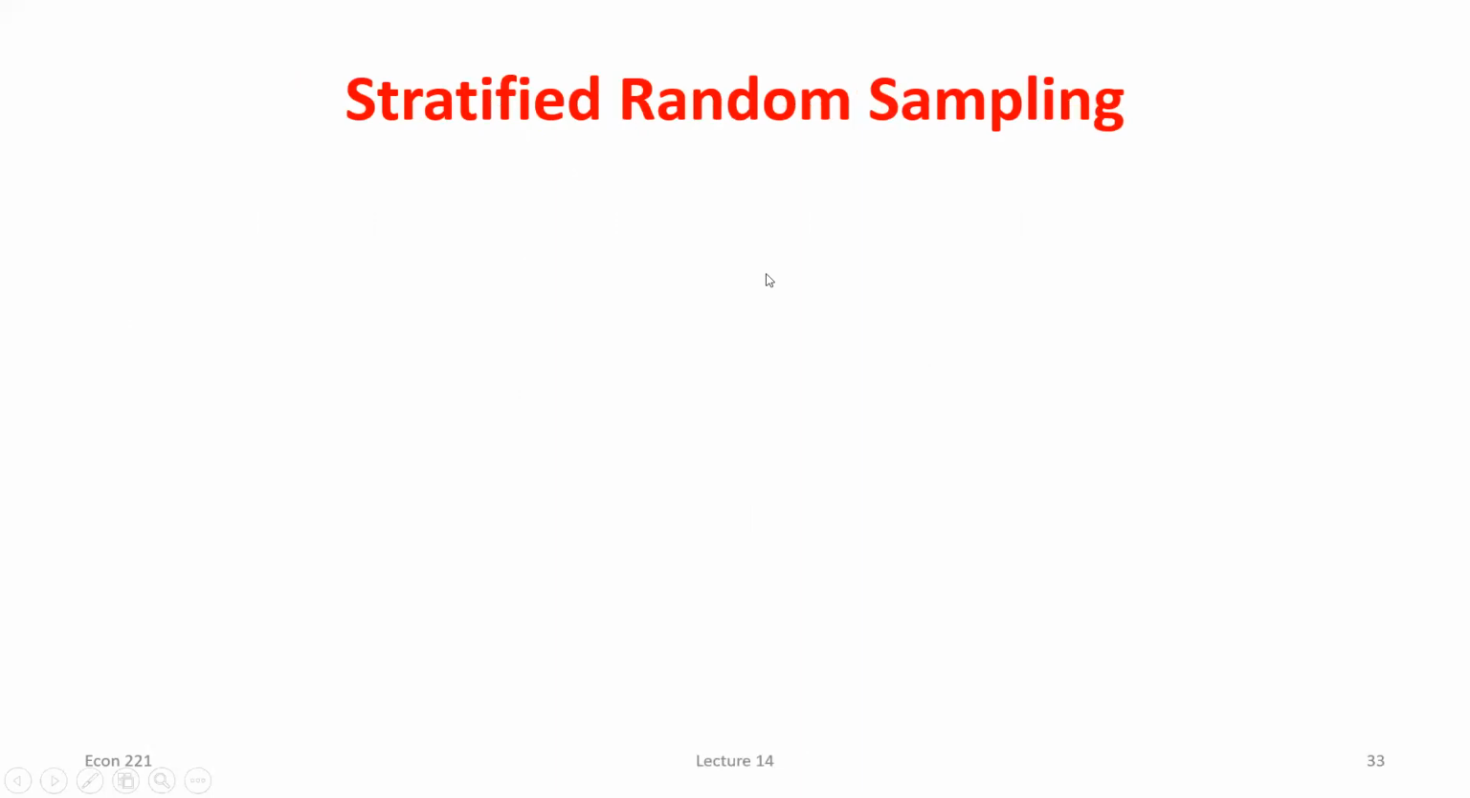Okay? I'm going to talk through 2 very closely related ideas of something we can do to make sure our samples match up with the population. So the first is going to be stratified random sampling.